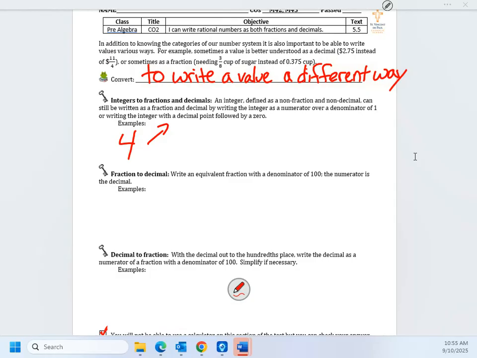What did we just read, Finley? You just put a 1 under it, for the denominator? Yeah, 4 over 1. If I want to take that integer of 4 and make it a decimal, what would that look like? Henry? It would be just 4.00. 4.0, I can do 1, 0, 2. So you can take that integer and you can turn it into a fraction or you can turn it into a decimal.